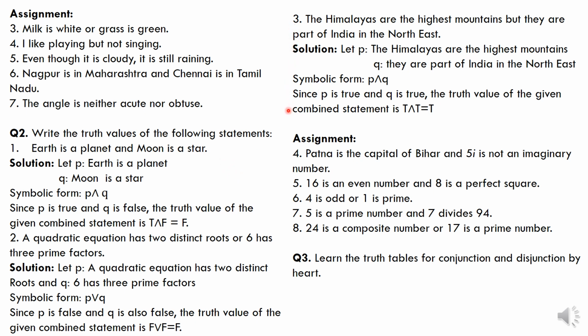The third example you can read and find for yourself. And next, as you can see, there is an assignment which is given, which you have to do in your notebook. Now the next and the last and the most important question here is learn the truth tables for conjunction and disjunction by heart.